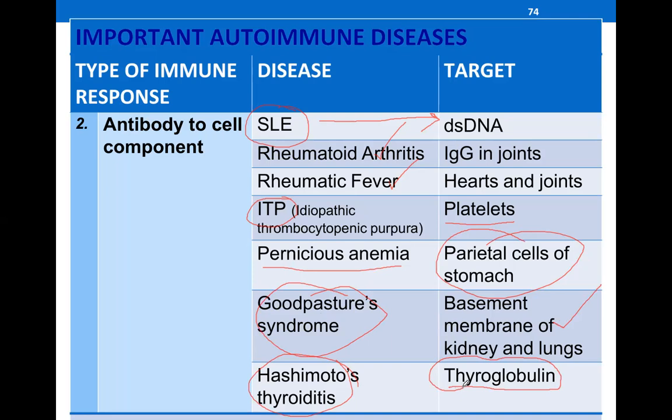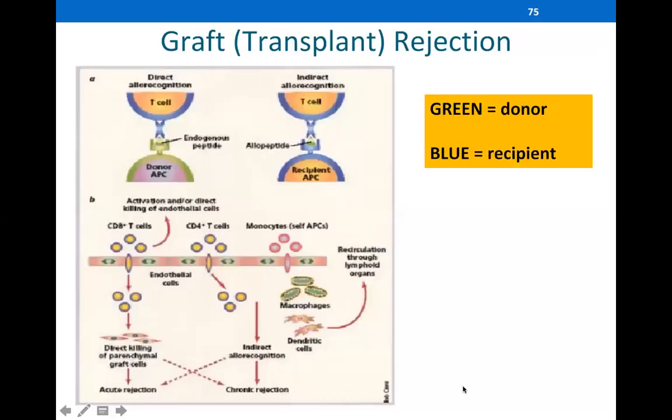This is just an example of a graft transplant rejection. So this is an illustration wherein the green ones are the donor and the blue ones are the recipient. So basically, if there is an activation or direct killing of endothelial cells, we have an acute rejection.